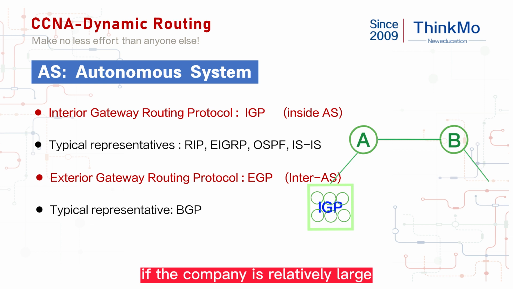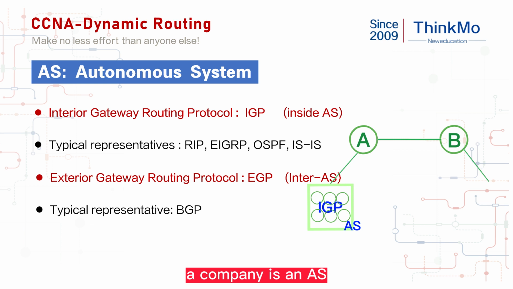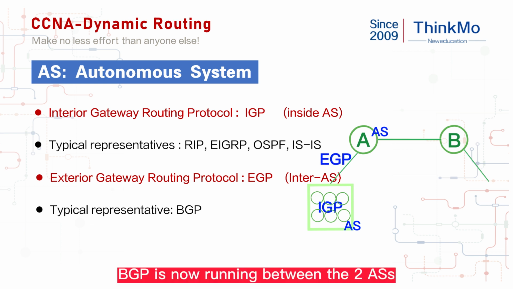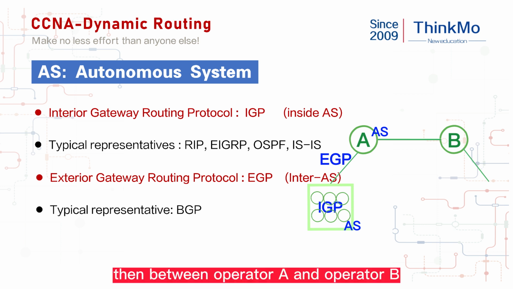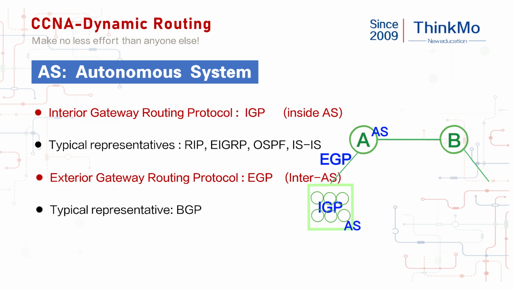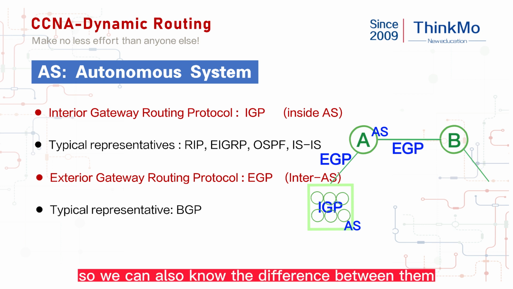If the company is relatively large, it needs to do some information docking with the operator. A company is an AS, a private AS, also numbered. The operator is a public AS. It also has an AS number. BGP is now running between the two ASs, although now only BGP is used as EGP. Then between operator A and operator B, they run on the public network. It also runs the EGP protocol. So we can also know the difference between them.